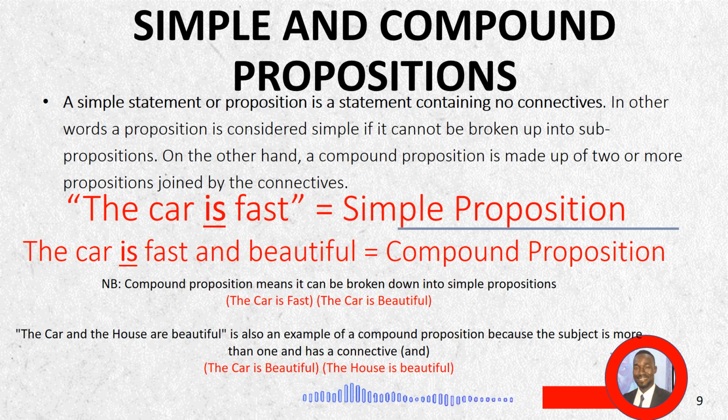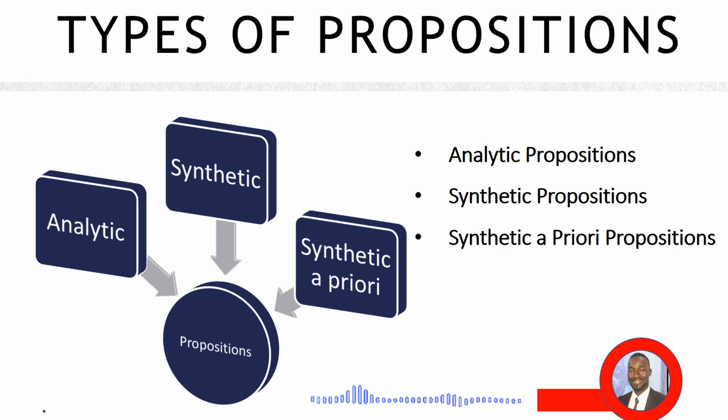Another example we can look at is, the car and the house are beautiful. For instance, we can see that there is more than one subject, the car and the house. To break this down further, we can say the car is beautiful. That's proposition 1. The house is beautiful. That's proposition 2. It is worthy to note that we have 3 types of propositions.